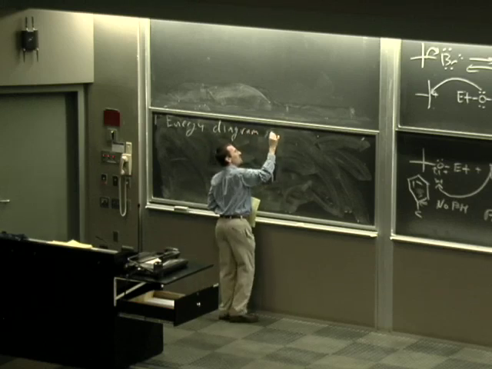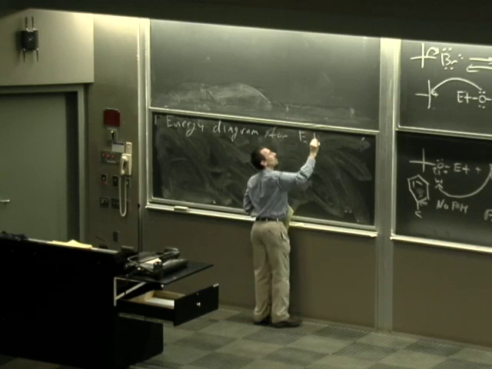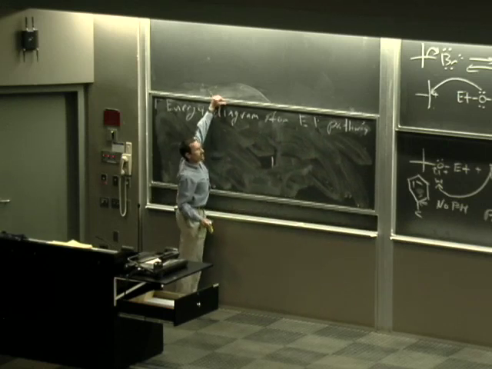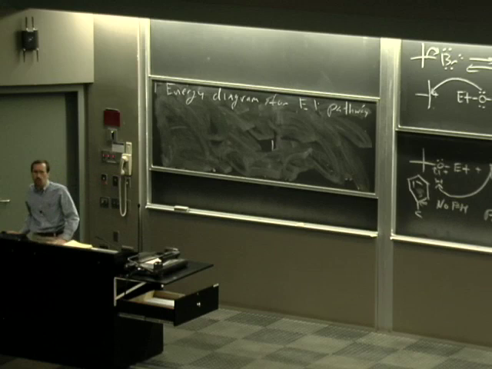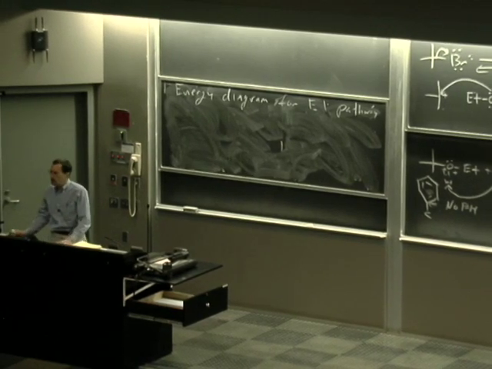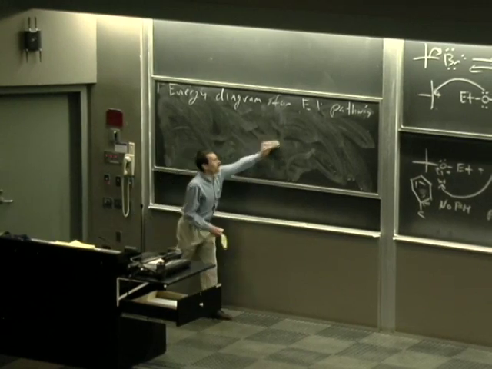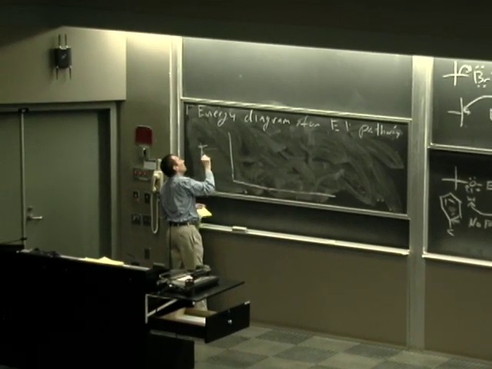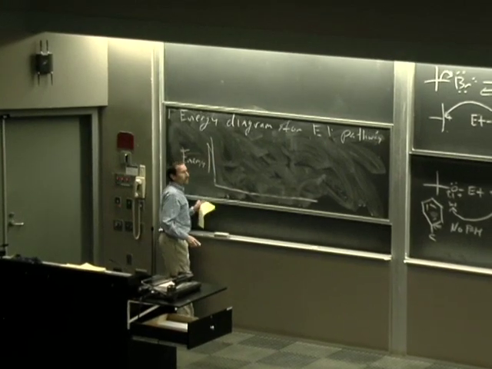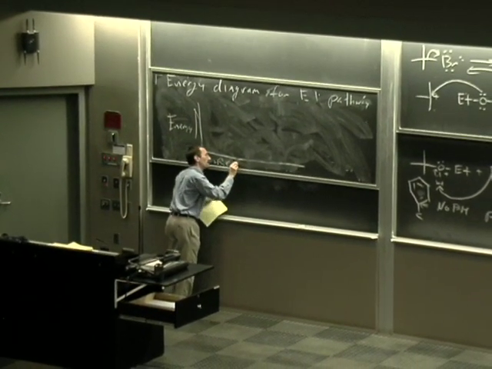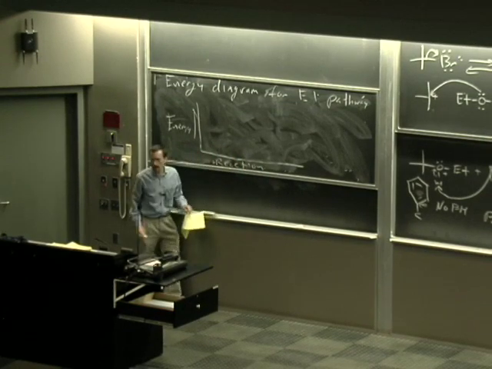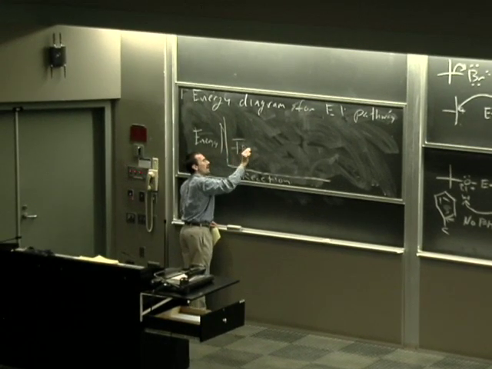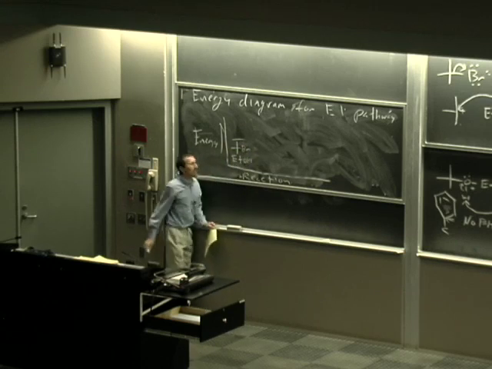Diagram for the E1 pathway. Not surprisingly, the energetics of the E1 pathway look very much like the energetics of an SN1 reaction. So I'll make a little chart with a reaction coordinate on the x-axis and energy on the y-axis. At some relative energy, we have our tert-butyl bromide and our ethanol.